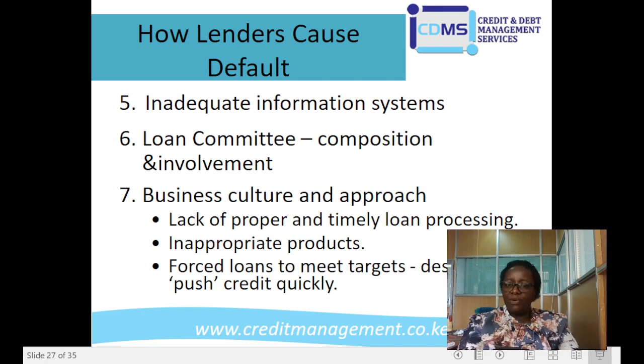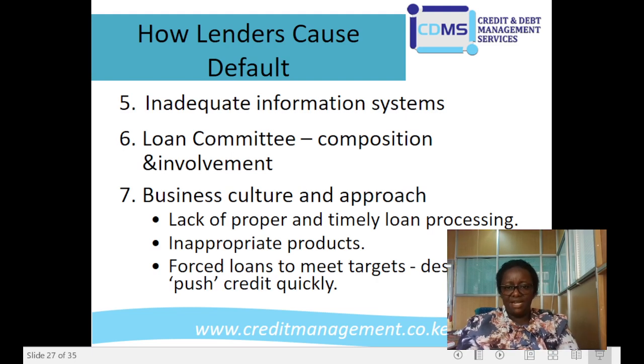Inappropriate products. Some products probably are not right. They have not been well structured or well made. For example, maybe short-term loans, probably you give a short term for a business or maybe for a long-term project.